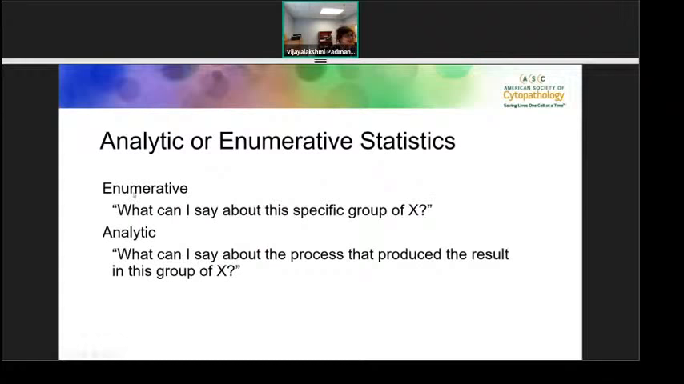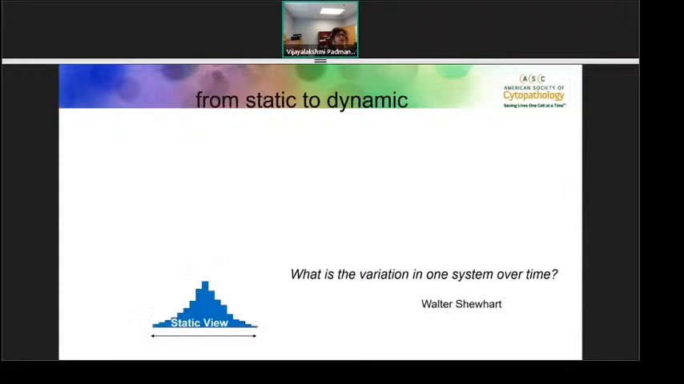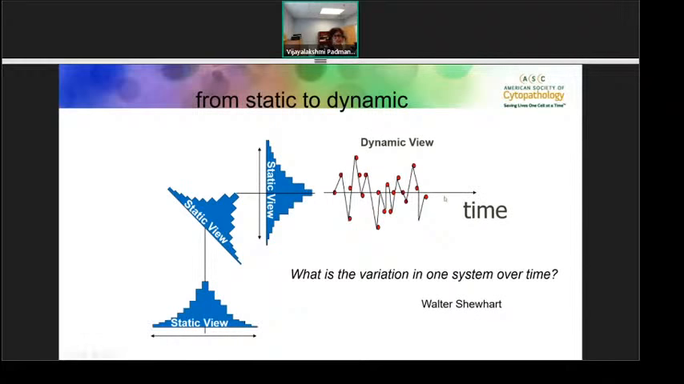So enumerative statistics is, what can I say about this specific group X? Analytic statistics asks the question, what can I say about the process that produced the result in this group X? So the two are different. Basically, from a static view, you're moving to a dynamic view. And dynamic because on your x-axis, you're always going to have time, and on your y-axis, you're going to have your measure. And you're going to see some sort of variability in your system.